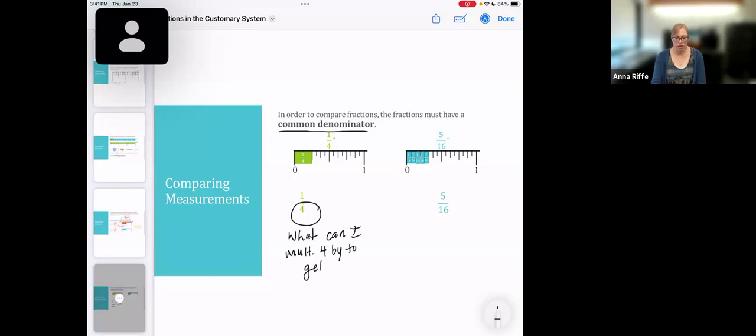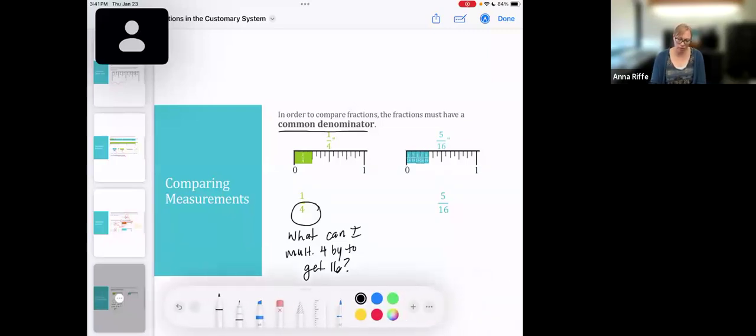And yes, I see in the chat, y'all are telling me 4. I agree with that. So let's multiply the numerator and the denominator by 4, so I get a fraction that has the same value, just a different denominator, an equivalent fraction. So 1 times 4 is 4. 4 times 4 is 16. Great, we've created an equivalent fraction.